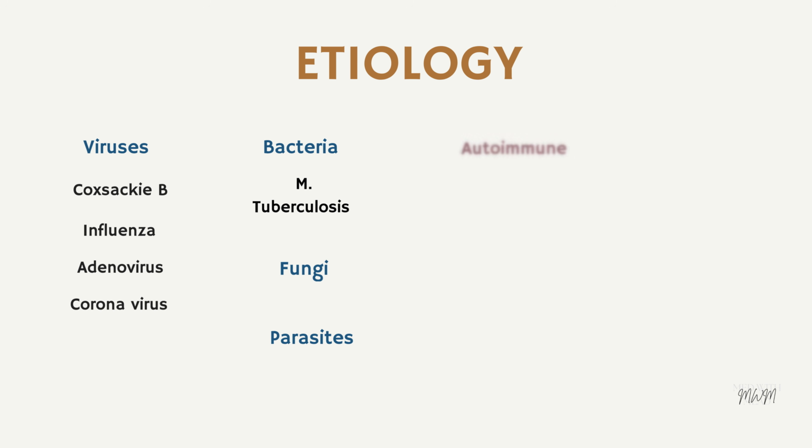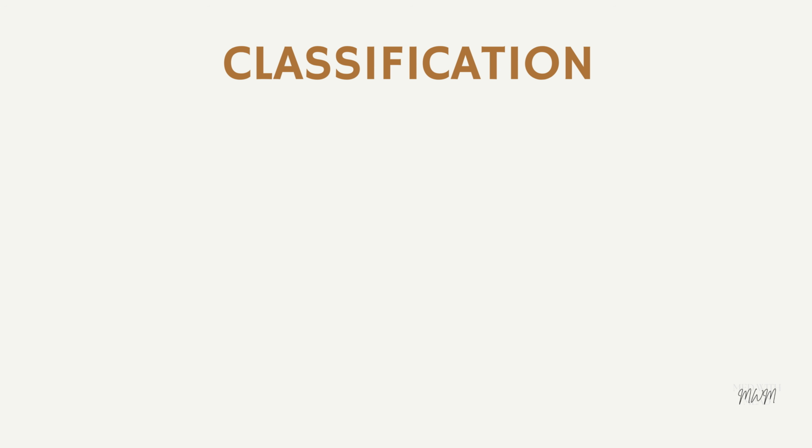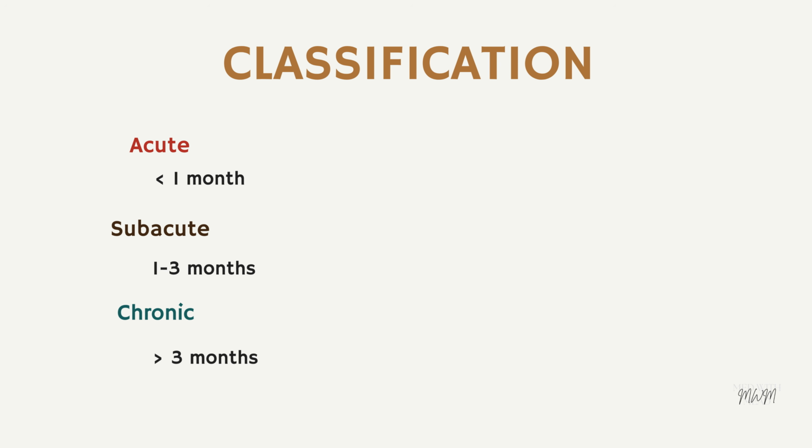Non-infectious causes include autoimmune diseases like SLE, rheumatoid arthritis, Kawasaki, and sarcoidosis. Other causes include certain drugs, after myocardial infarction, and tumors affecting the pericardium. Pericarditis can be classified by duration and by type. Acute pericarditis lasts less than 1 month, subacute from 1 to 3 months, and chronic lasts more than 3 months.